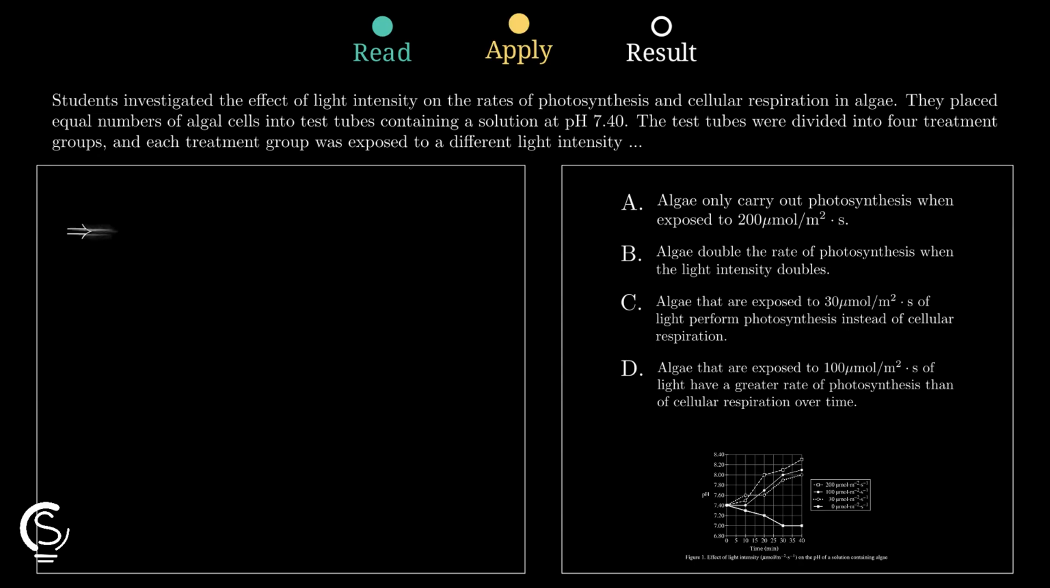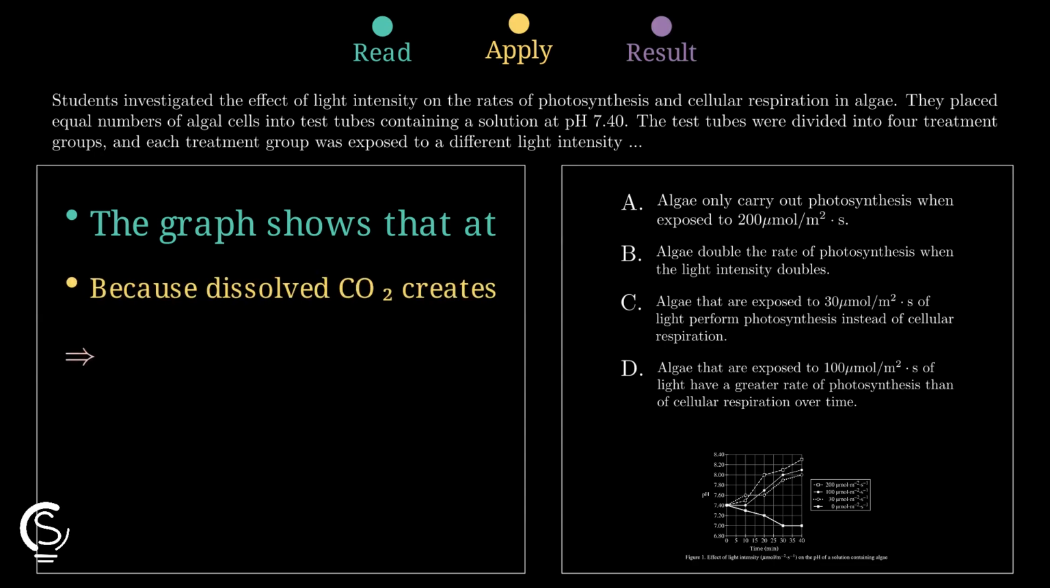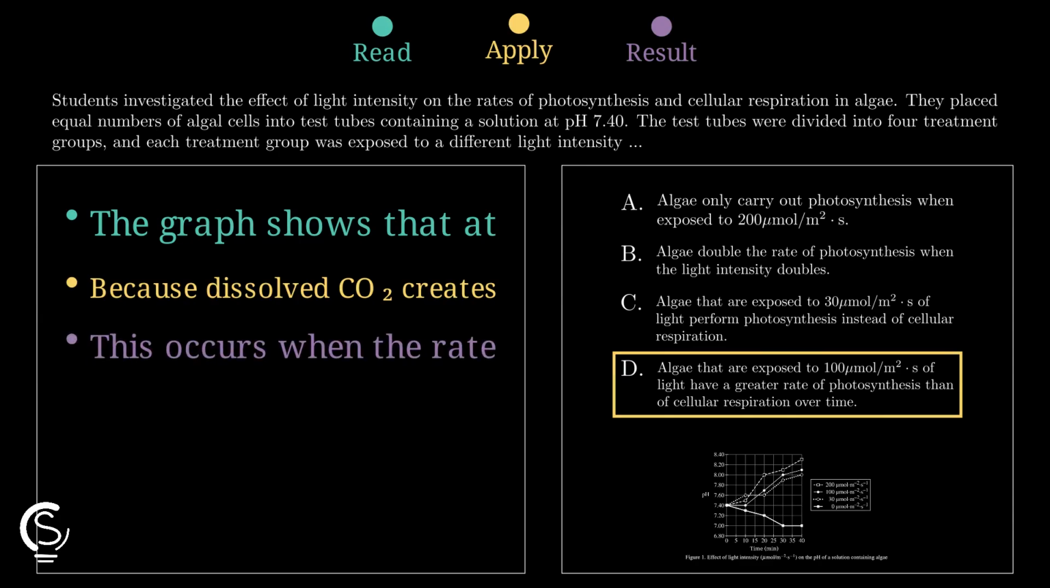Because dissolved carbon dioxide makes water more acidic, a higher pH means less carbon dioxide is building up, so carbon dioxide is being removed faster than it is produced. That happens when photosynthesis uses carbon dioxide faster than cellular respiration releases it, so at 100 light intensity, photosynthesis is greater overall. Option D fits.